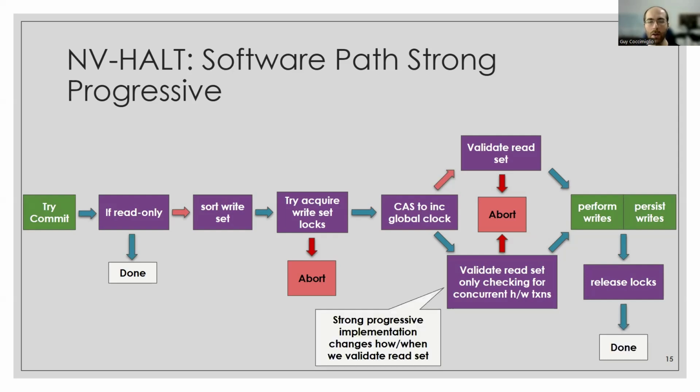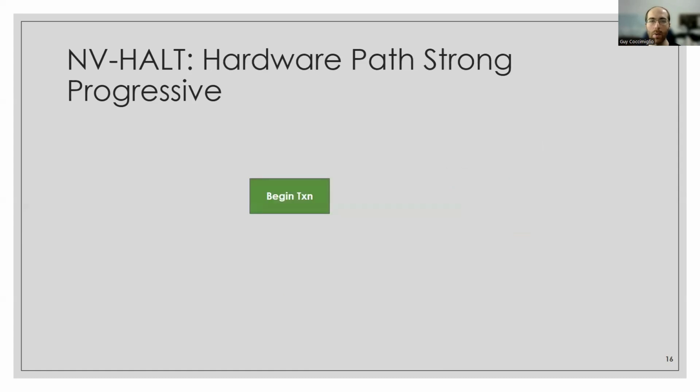All right. So in this case, the strong progressive implementation is giving us a way to bypass validating for concurrent software path transactions under some conditions. And in this case, the conditions are when we are successful in performing that increment of the global clock. All right, so let's look at our hardware path.